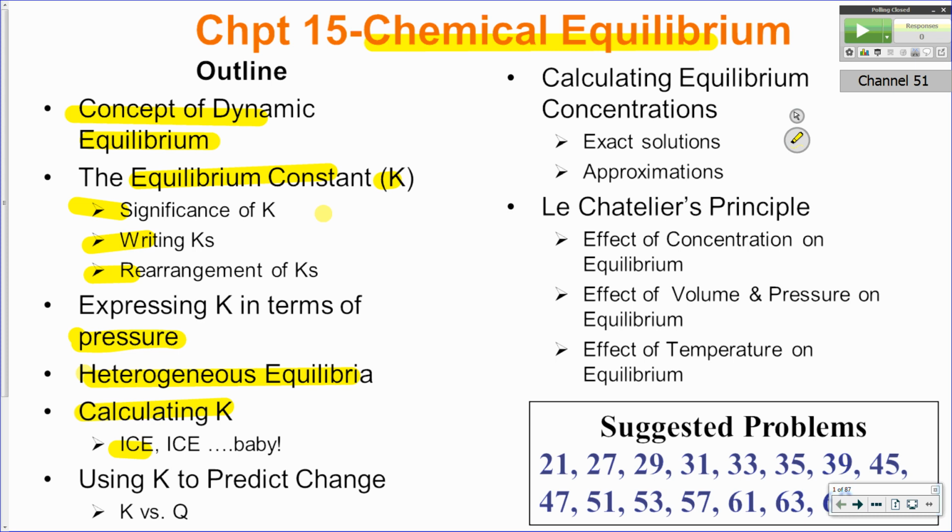And then we can look at what the value of K is and predict whether the reaction under the current conditions is going to progress forward as written, or whether the reaction is going to go in the reverse direction to reach equilibrium. That's important to understand. If you know some initial concentrations, what's going to happen? Is it at equilibrium, or what reaction is going to go on? So we can compare Q versus K to predict that. Then we're going to look at calculating equilibrium concentrations and look at exact solutions using mathematics, and sometimes we can make some approximations to solve the math.